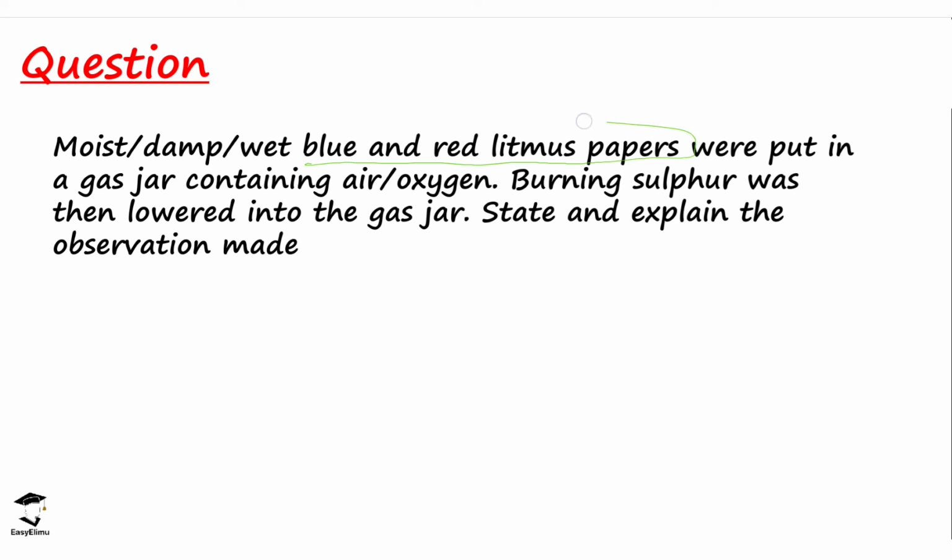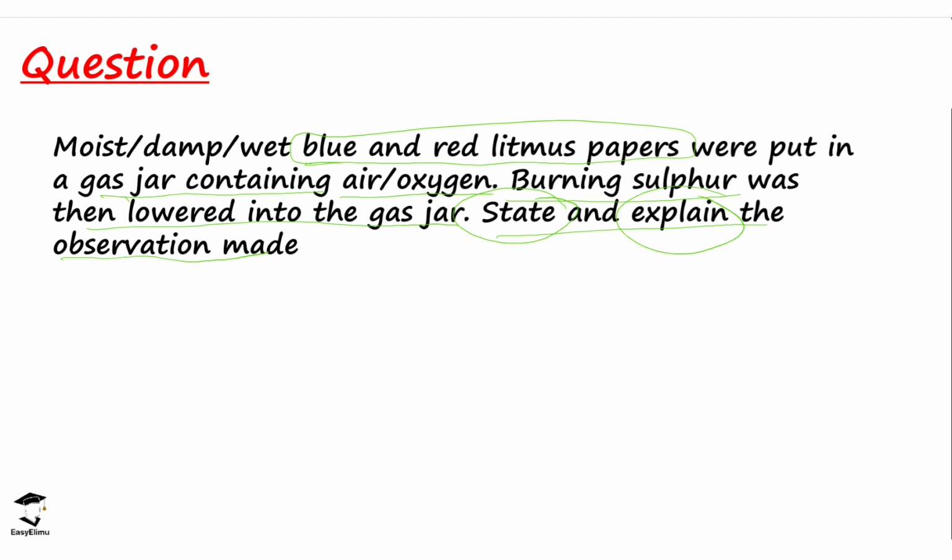So the two litmus papers were put in a gas jar containing air, or in this case, oxygen, because oxygen is the active part of air. Burning sulfur was then lowered into the gas jar. State and explain the observation. So we are stating the observation. What did you see? And then why did that observation occur? So this burning sulfur was lowered in a gas jar containing oxygen.